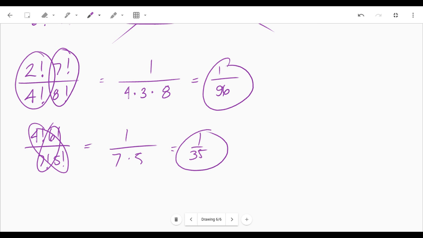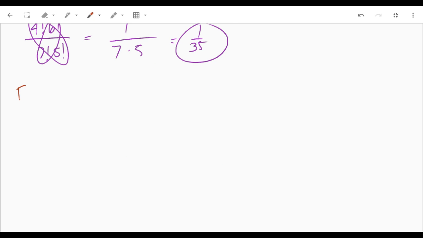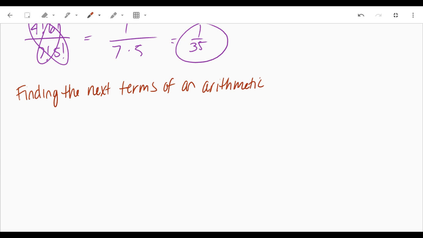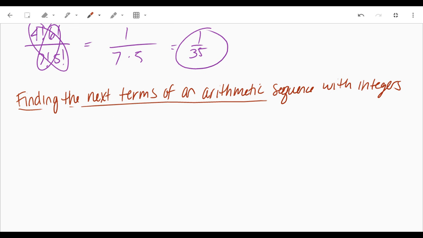All right. Then our last one from this module. We're getting so close to being done here. Finding the next terms of an arithmetic sequence with integers. So this one, they don't actually give you the rule. They just give you, here's my sequence, the first 3 terms. Find the next 2. So they tell you it's arithmetic.